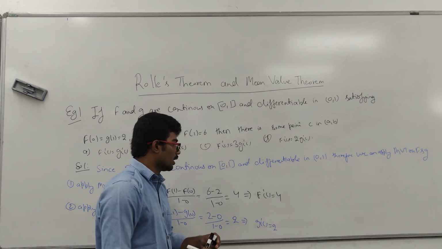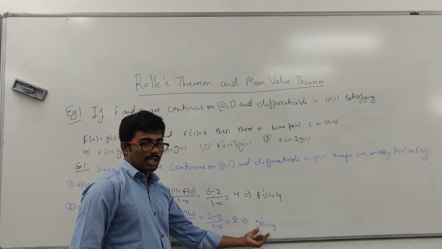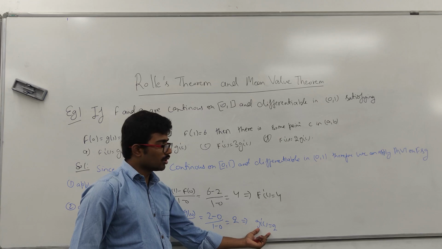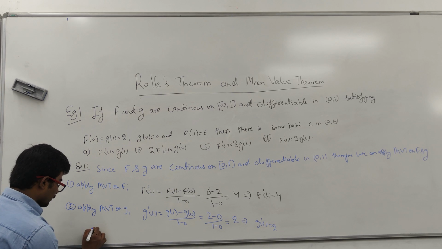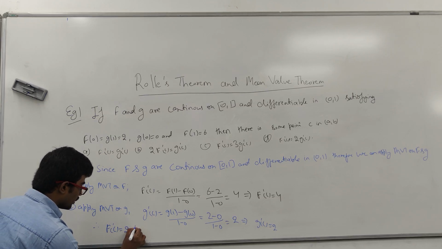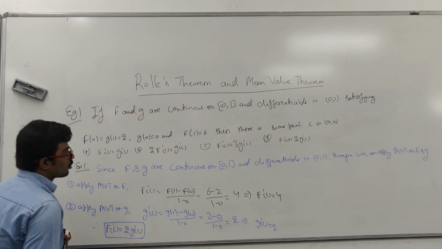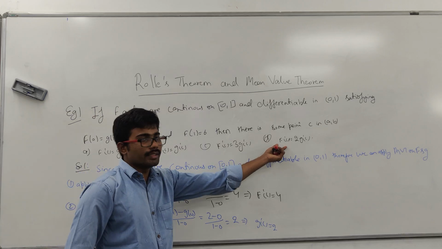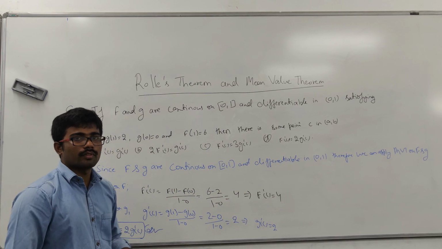Now clearly f'(c) equals 4 and g'(c) equals 2. Therefore, 2 times g'(c), which is 4, is equal to f'(c). Therefore, f'(c) equals 2 times g'(c). So this is the required answer. So which option is correct? Option D is correct. Thank you.